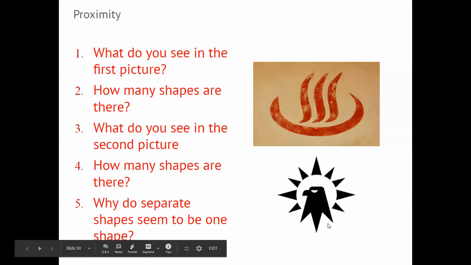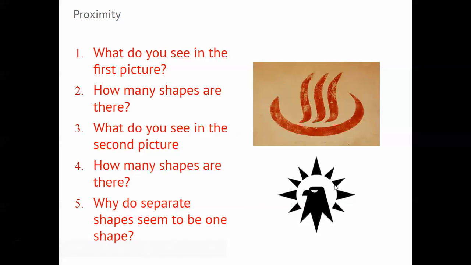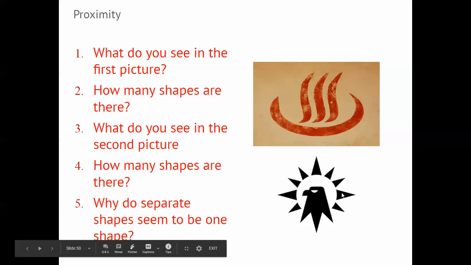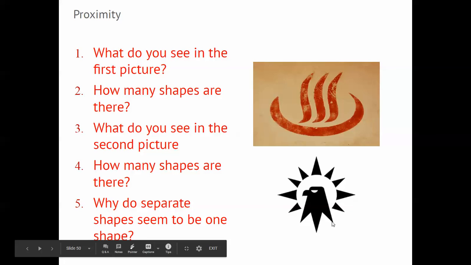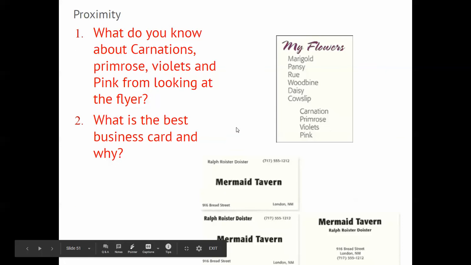What do you see in the second picture? Well, that one's kind of obvious. Write it down, though. You see a sun and an eagle. But really, it's not really a sun, right? You just have 1, 2, 3, 4, 5, 6, 7, 8, 9 triangles, right? And the circle's not even there, really. That's just the white paper, but we see it. But in our brain, it all becomes 2 things. It becomes a sun and an eagle. How many shapes are there? Why do separate shapes seem to be one shape? Well, because of the proximity, because they're close together, our eye sees them as one thing.